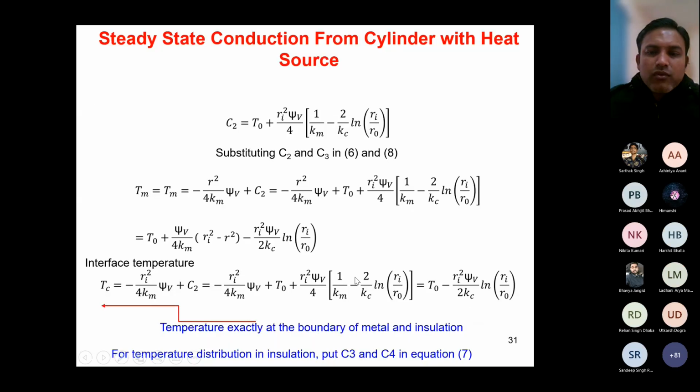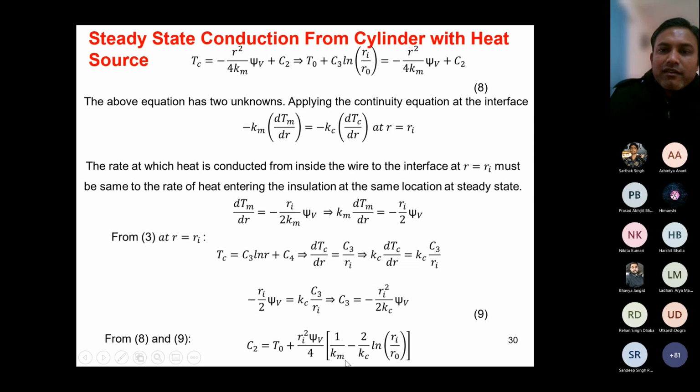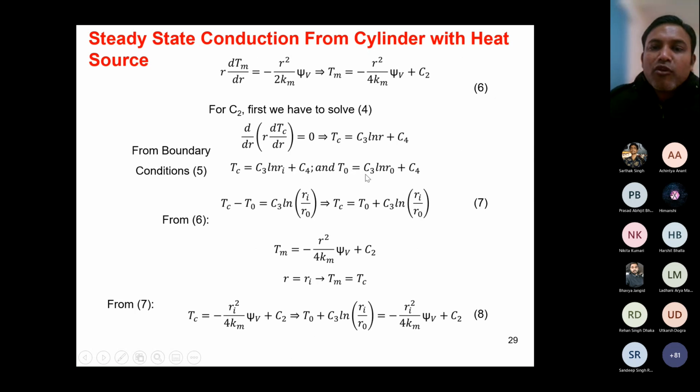Is it visible now? So this Tc is an interface temperature. That is what is written here also. It is the temperature exactly at the boundary of metal and insulation. This is what we are going to get. But for temperature distribution in the insulation, put C3 and C4 in equation number 7. Put C3 and C4 in this equation and you can find out the temperature distribution. Is it clear to everyone?